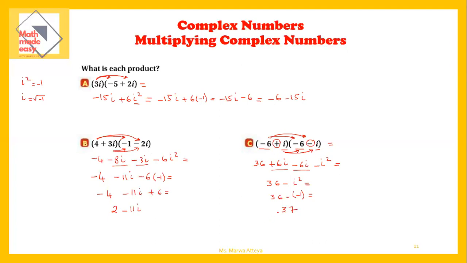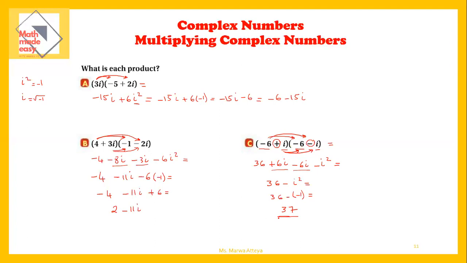Now, why is this important? When you multiply conjugates, complex numbers or imaginary conjugates, what happens? Your answer is not an imaginary number anymore. Your answer actually is a real number. This is very important because we are going to be using it when we divide complex numbers or imaginary numbers.